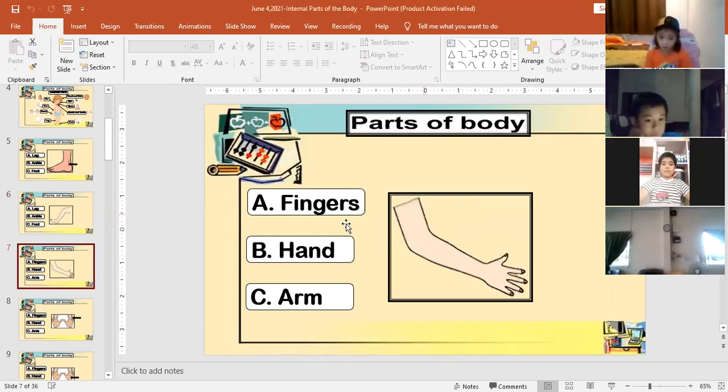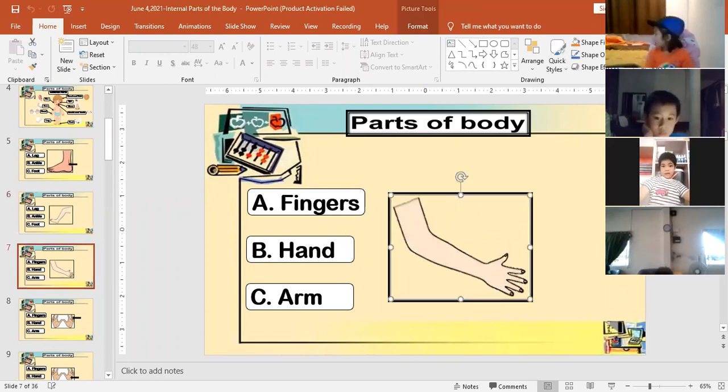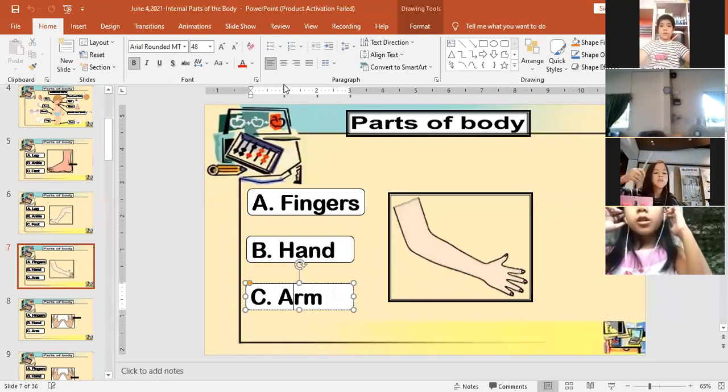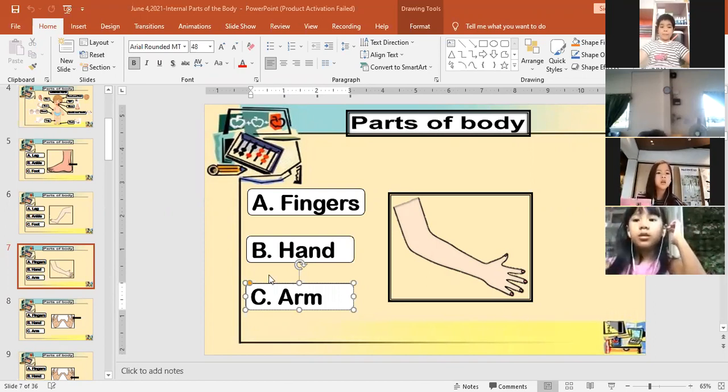How about this one? What part of the body is this? Letter A, fingers. Letter B, hand. Or letter C, arm? What is your answer? I will call Panchaya. Panchaya. C. Okay, letter C.